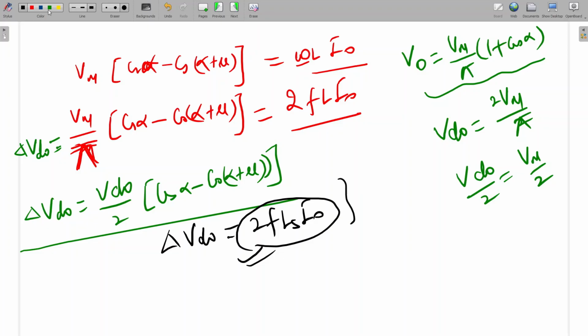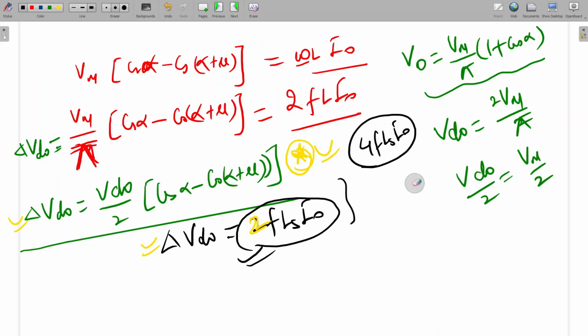For all the converters, the formula I have summarized, delta Vd0, follows this same pattern. Here delta Vd0 is 2f Ls I naught. For the normal full bridge converter it was 4f Ls I naught. So like this we can remember: for normal it was 4f Ls I naught, and for the semi converter it is 2f Ls I naught. Is it okay?